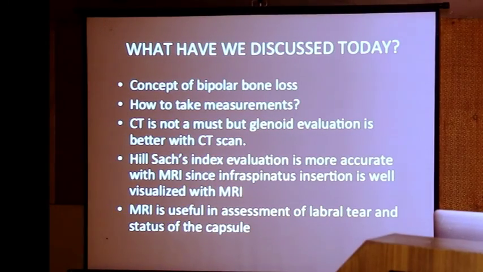What have we discussed today? The concept of bipolar bone loss, how to take measurements. CT is not a must, but glenoid evaluation is better with CT scan. Hill-Sachs index evaluation is more accurate with MRI because we can see the infraspinatus insertion, and MRI is useful in assessment of labral tear and status of the capsule.